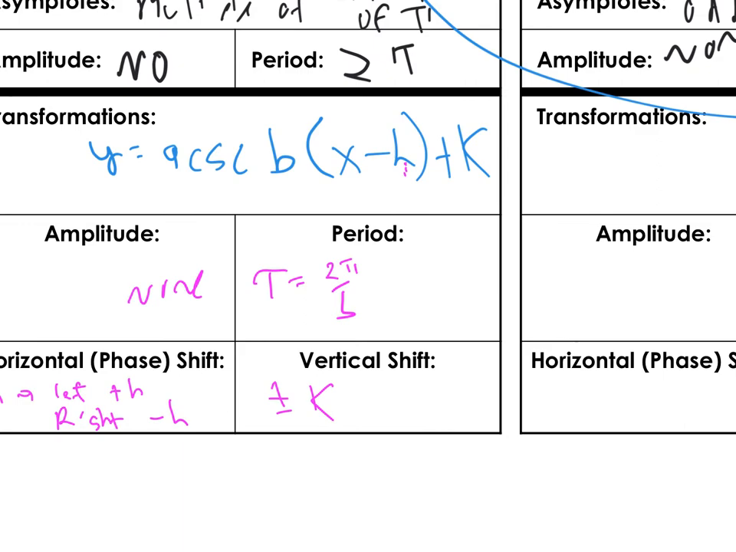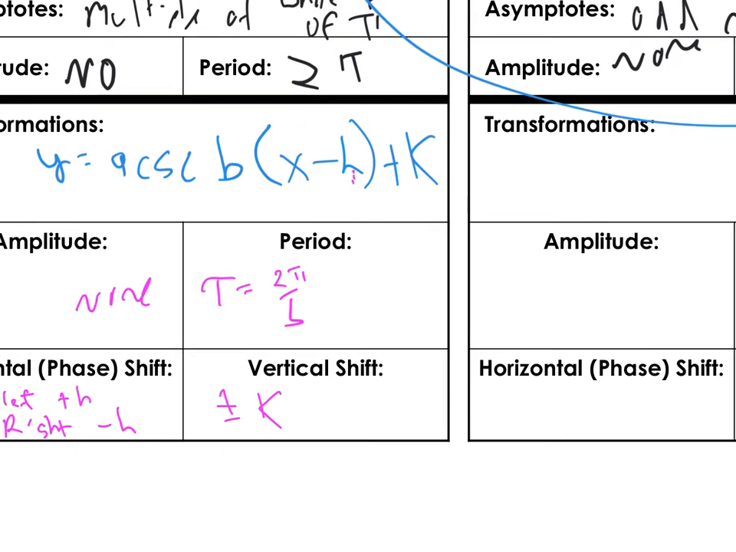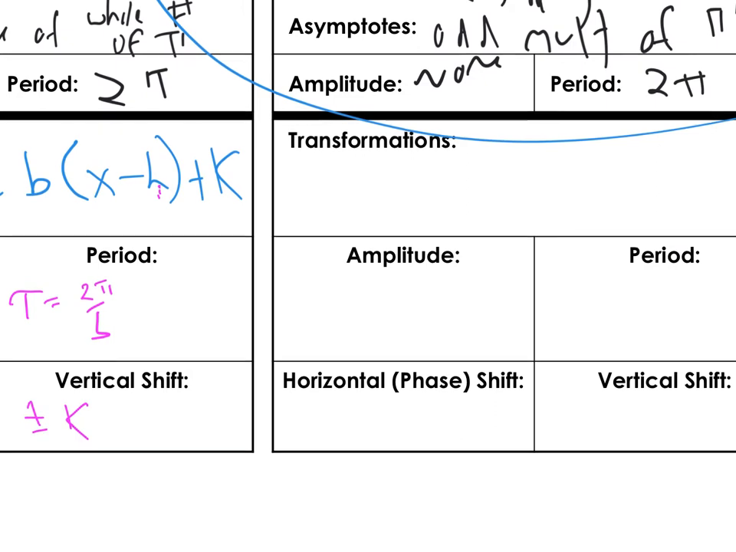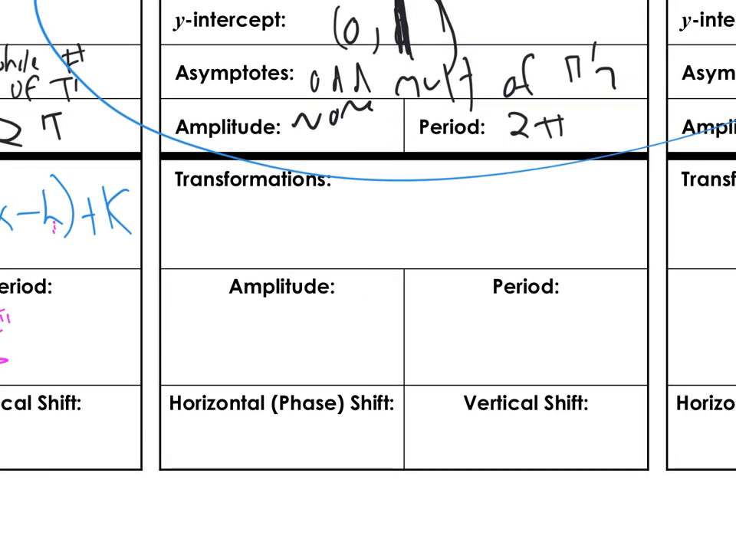Do you think it's any different for the secant graph? No, besides changing the cosecant to secant. It's all the same. Y equals a secant of b times x minus h plus k. Everything's the same. I'm not going to write it again. I'm just going to write same.